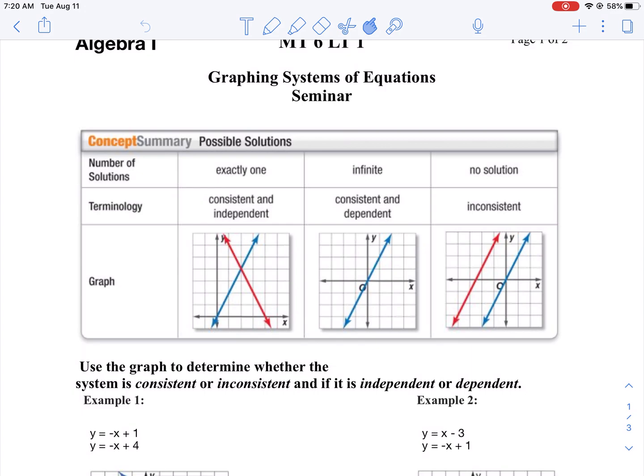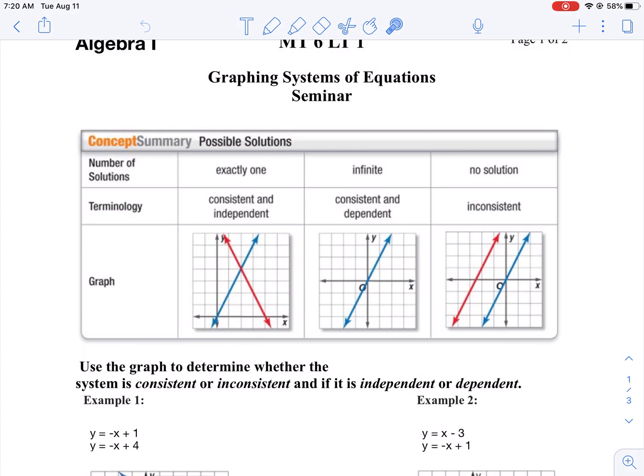A system of equations is just two equations with two variables. So in other words, we have more than one equation. When we have more than one equation, certain things can happen. Most of the time, you're going to get exactly one solution. You're going to get two lines that intersect, and their intersection is one solution. We call that consistent and independent. Independent because we have two separate lines. Consistent because we have an answer.